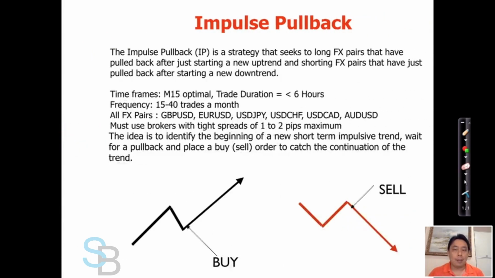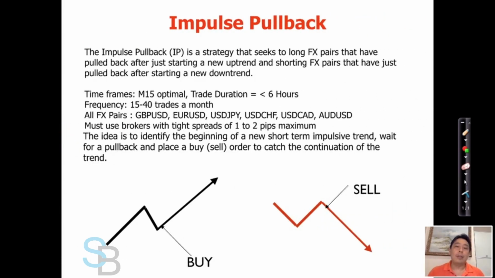M15 style. So first, a bit of background about this strategy. This strategy seeks to long FX pairs that have pulled back after just starting a new uptrend, and we're going to go short on FX pairs that have just pulled back after starting a new downtrend. So this is a trend following system that gives us the highest edge in winning in the markets. Again, like I mentioned, this strategy works best on 15-minute candles, or M15. And the average trade duration is about 6 hours or less. Now, of course, at times it may go beyond 6 hours, but definitely less than 24 hours.